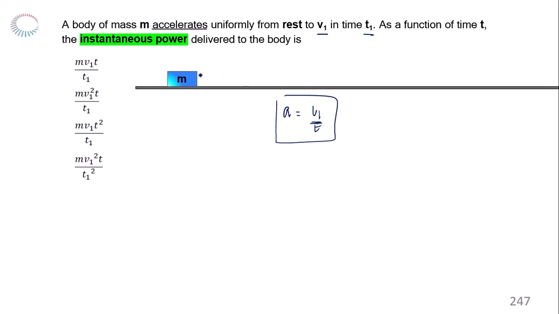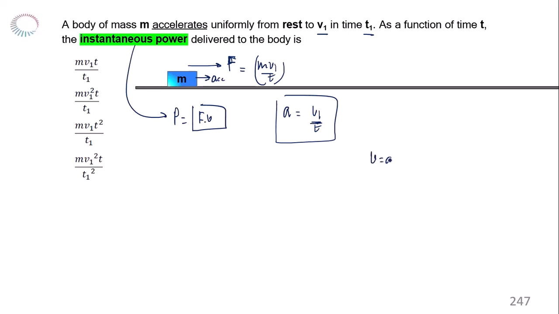Corresponding to the acceleration, the particle is moving in this direction, so some force is acting. Force should be equal to mass into acceleration, so m into v1 by t1 is the force acting on it. Correspondingly, what is the instantaneous power? Power is equal to force into velocity. You want the velocity at any time t, not the v1 value. So v can be written as a into t, and a is v1 by t1, so v is v1 by t1 into t.